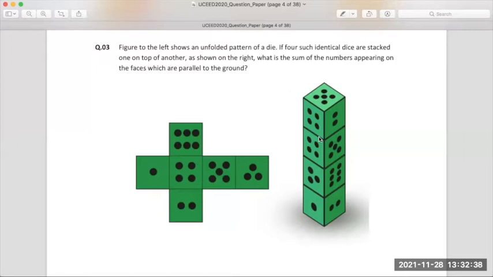So how will we solve this now? Is it possible to go dice by dice and figure out what number will come on top and bottom? Is it possible to do that? We can look at the pattern which is given in the unfolded dice. Yeah. So what you can do is, this is the unfolded pattern of the dice, and this is what the dice is. These are the different dice. This is the same dice kept in different positions.